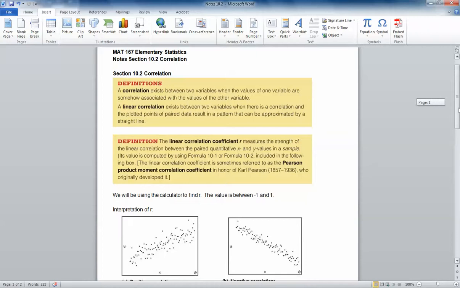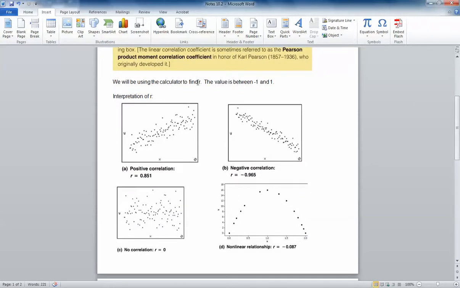So what is r? We'll be using the calculator to calculate it. The value is always between -1 and 1. What does that mean? We'd like to be able to interpret it. If a set of data has a positive linear correlation, like this set of data, the scatter plot isn't exactly in a straight line, but it looks like it could be linear, and it is increasing with a positive slope. So this is called a positive correlation, and notice r is 0.851, which is closer to 1 than it is to 0.